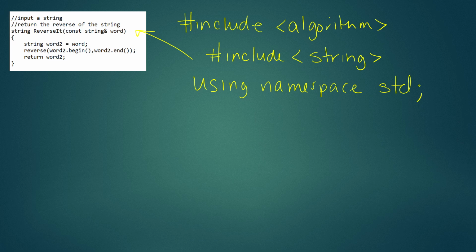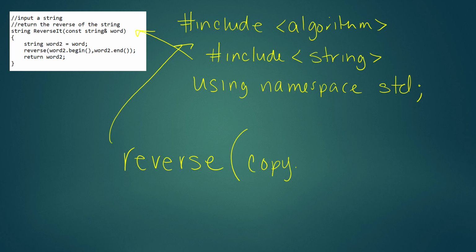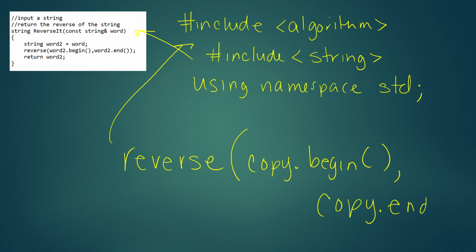with strings. So once you've made your copy, you have your word, you make your copy, then you can just use this function reverse, which is part of algorithm, and you pass it the beginning of your copy. So say it's called copy dot begin. Make sure that you include the parentheses because this is a function and part of the string class. Then copy dot end, and this will produce a reversed version of your word.